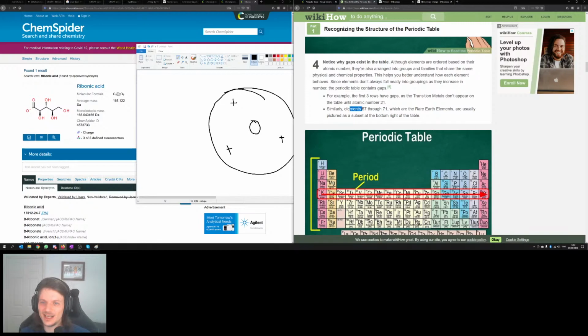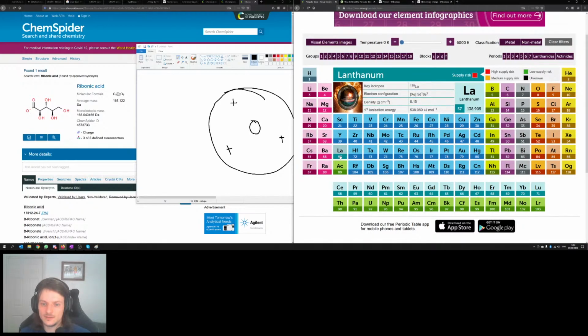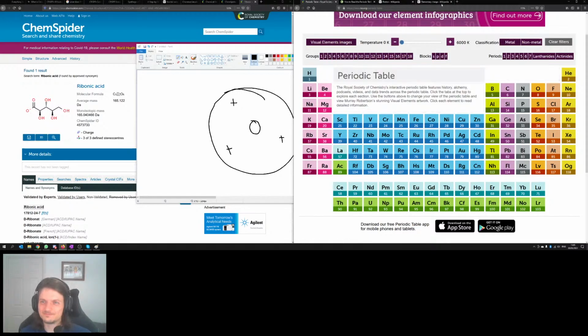Similarly, elements 57 through 71, which are the rare earth elements, are usually pictured as a subset at the bottom right of the table. Oh, I see. Okay, so here's the missing ones. Europium. This is a joke. This one's interesting. Samarium. Dysprosium. Interesting.